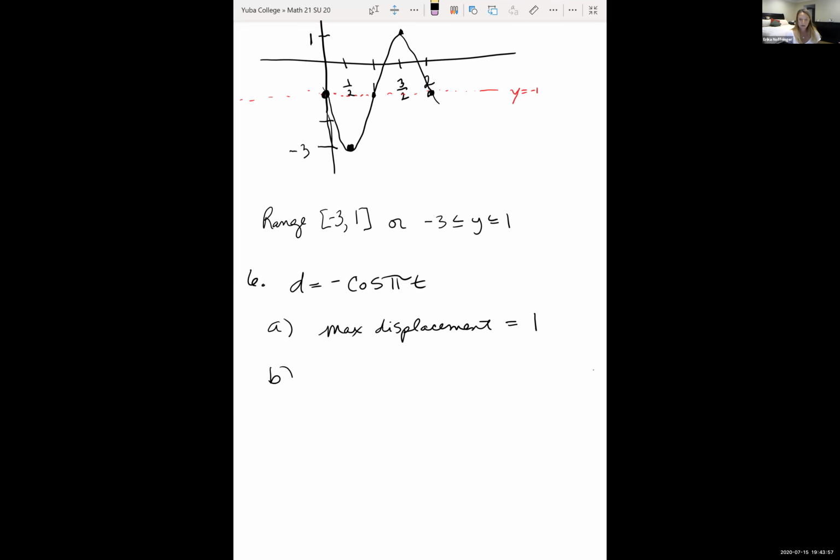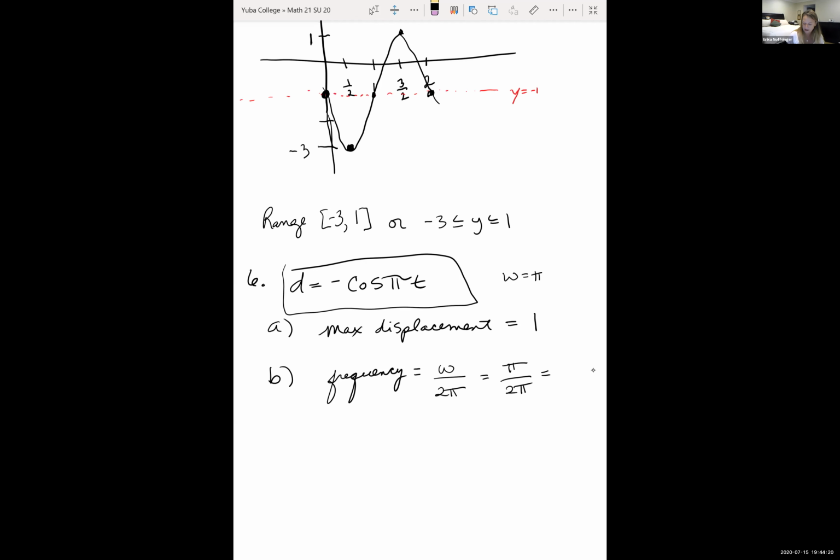Find the frequency. Frequency is equal to omega over 2 pi. Well, looking at our equation, omega is pi. So we have pi over 2 pi, which is equal to 1/2. So it takes half a second to get through. It's occurring every 1/2 second.